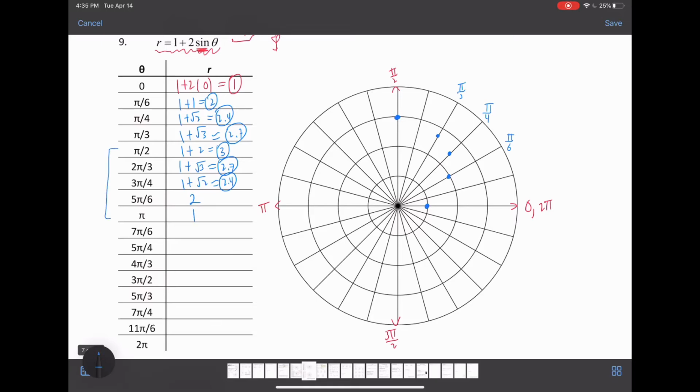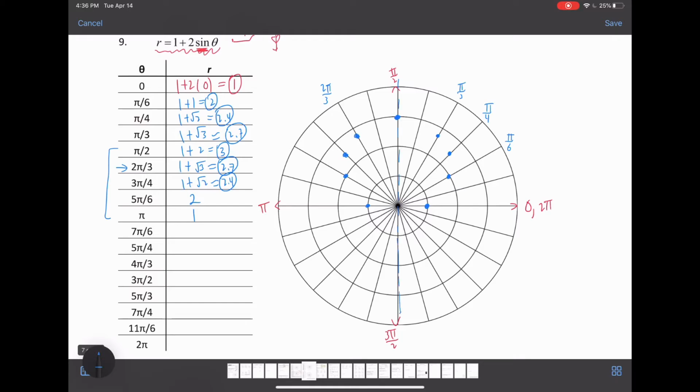Let's go down, start with 2 pi over 3. 2 pi over 3, 2.7. So skip a line to 2 pi over 3, and then come out 2.7. Okay, 3 pi over 4, 2.4. And then 5 pi over 6, comma 2. And pi, comma 1. We have a lot of symmetry this time with relation to this y-axis here, this y-axis symmetry.